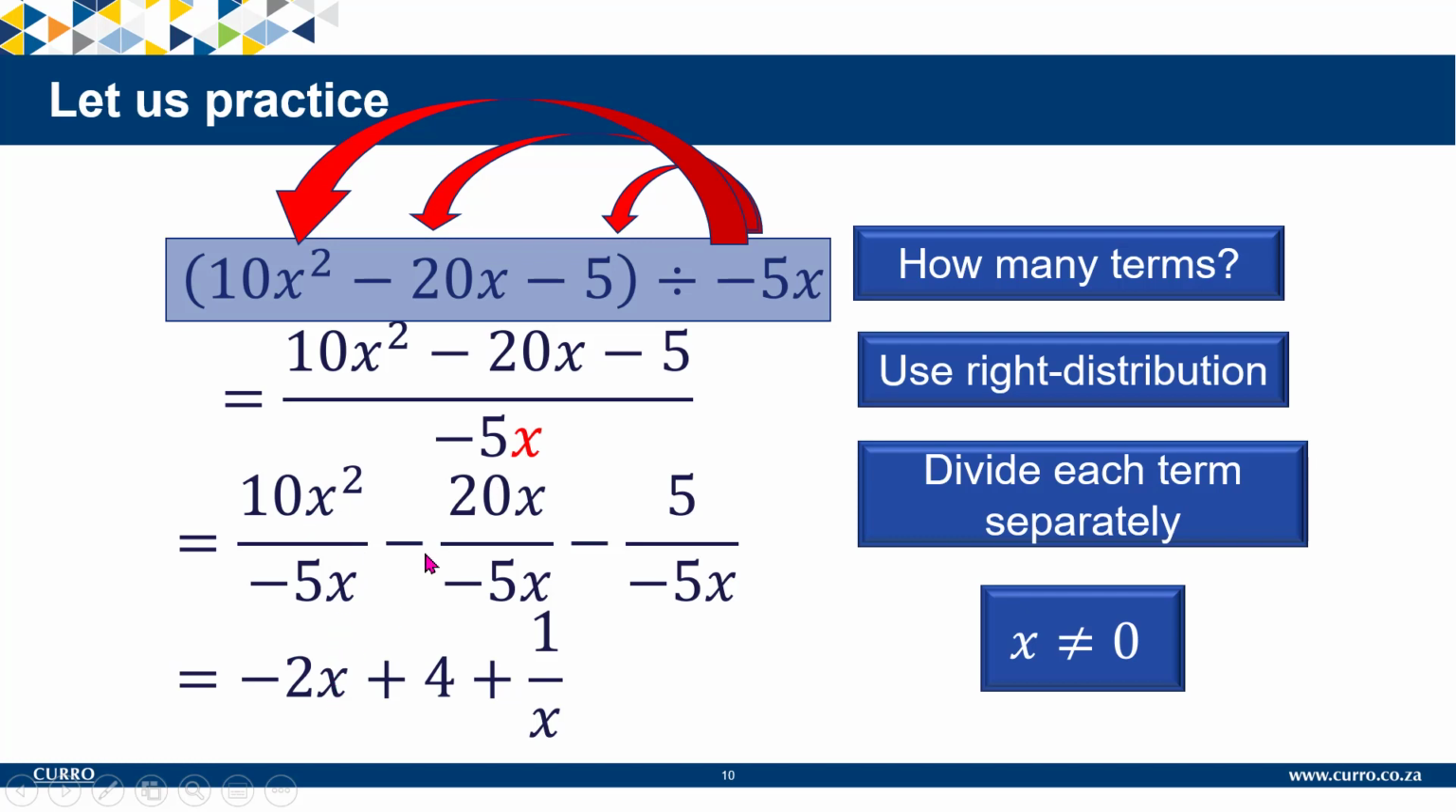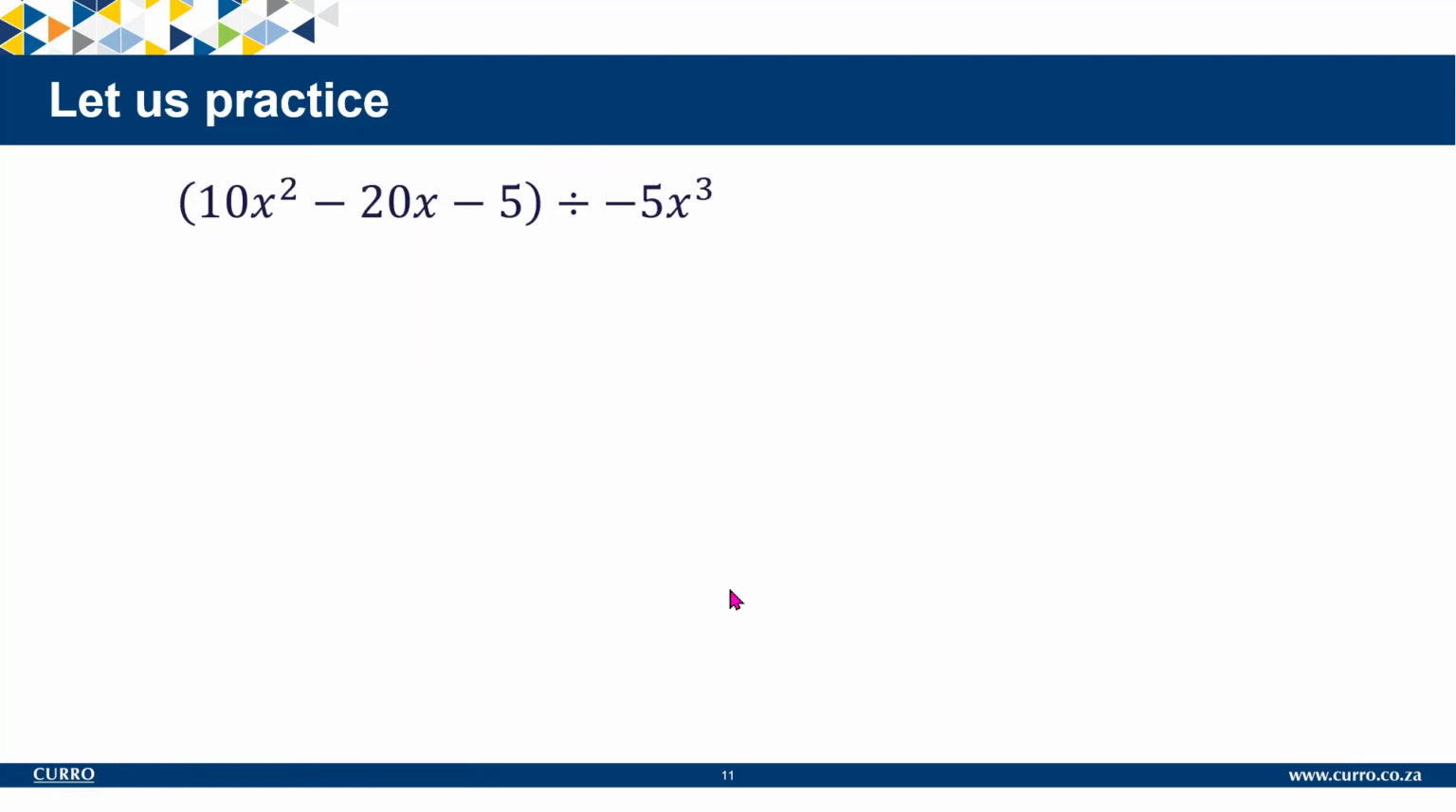Now be careful here, guys. We've got a negative, subtract a negative, so that will be a positive. 20 divided by 5 is 4, x divided by x cancels. And then here again, a negative divided by a negative is a positive. 5 divided by 5 is 1, and the x is left in the denominator. So look at the signs if you divide by a negative. Don't make sign mistakes.